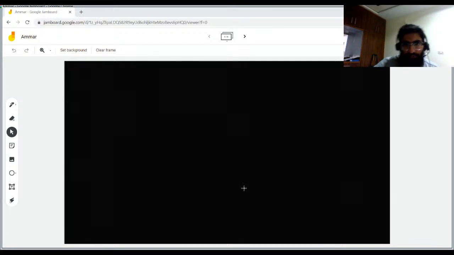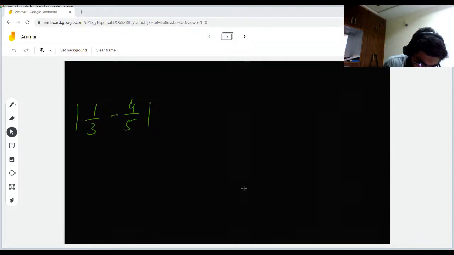For example, if I've got, do you have your calculator with you? Not yet. Okay. I've got 1 by 3 minus 4 by 5, and I put mod on it. So 1 by 3 minus 4 by 5 gives me an answer of mod minus 7 by 15, which would become equal to 7 by 15. This much is simple, something we have done before as well.